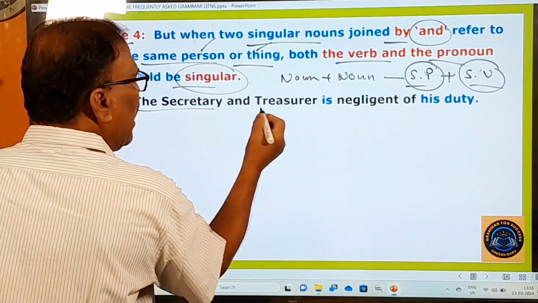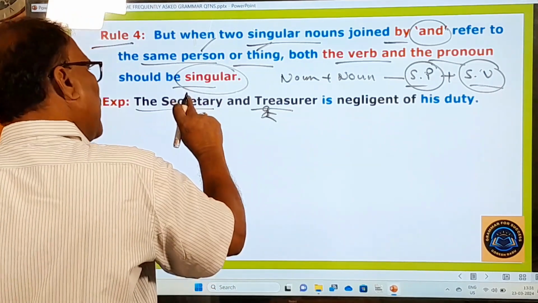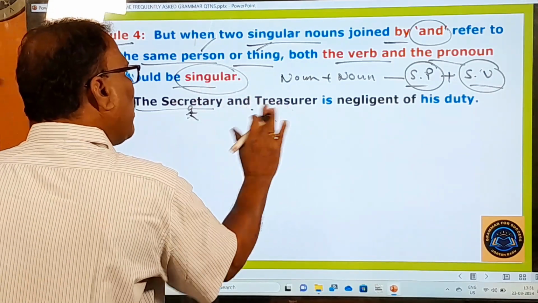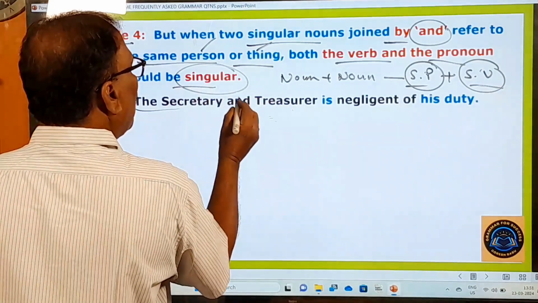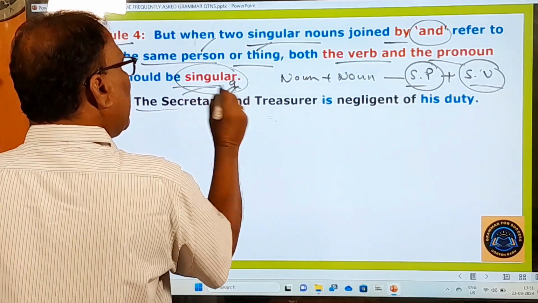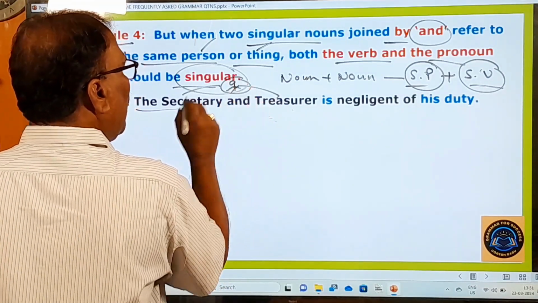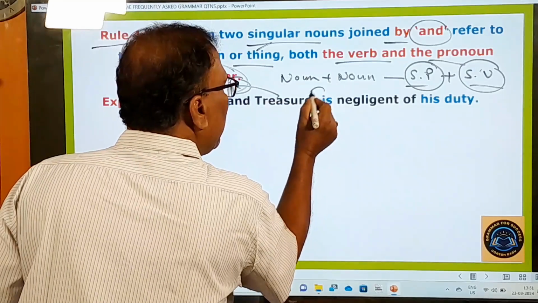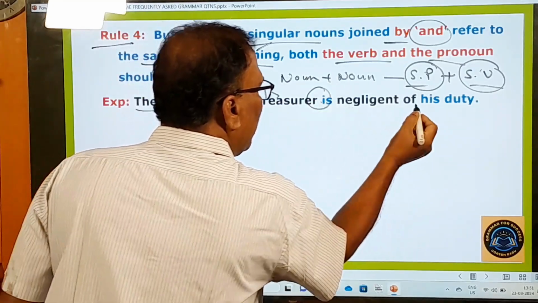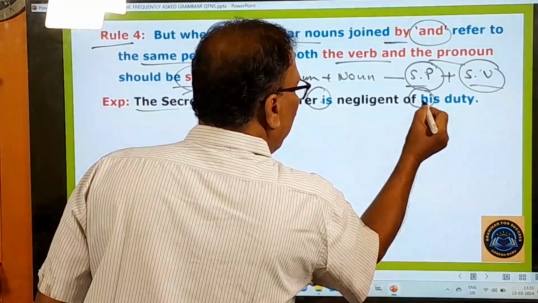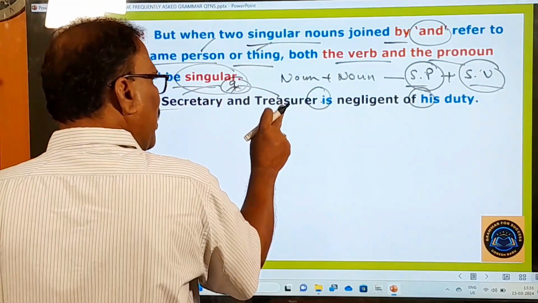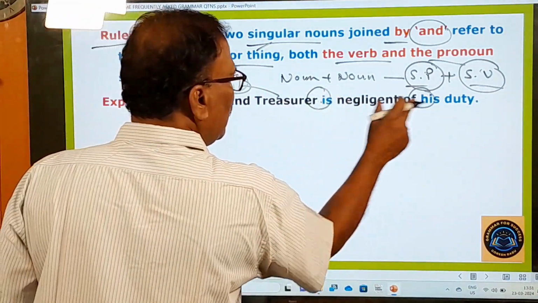Let us see how. "The secretary and treasurer": here the secretary and treasurer are one and the same. He is the secretary, he is the treasurer, only one person is there. That's why after this, a singular verb "is" must be there, and a singular pronoun must be there. "The secretary and treasurer is negligent of his duty."